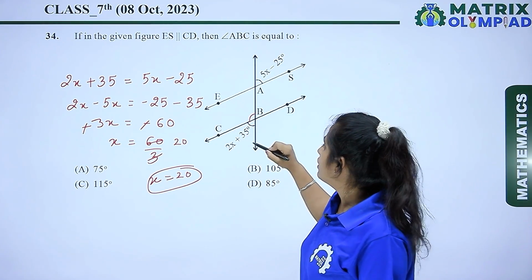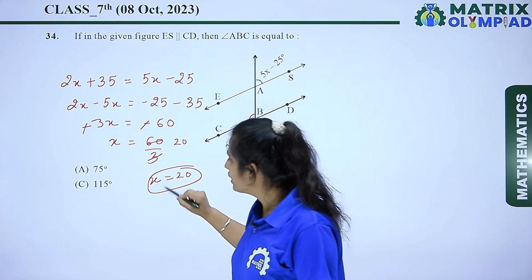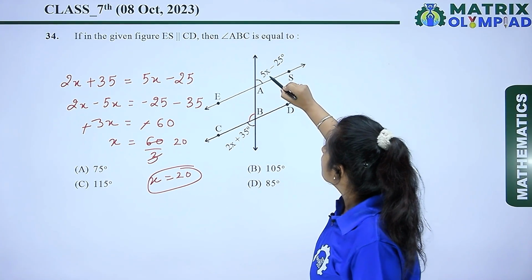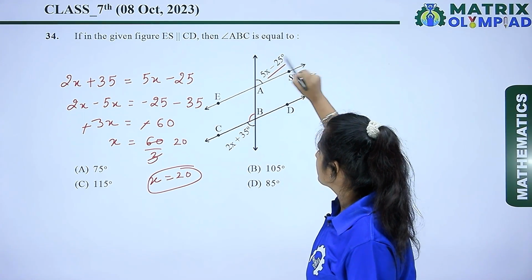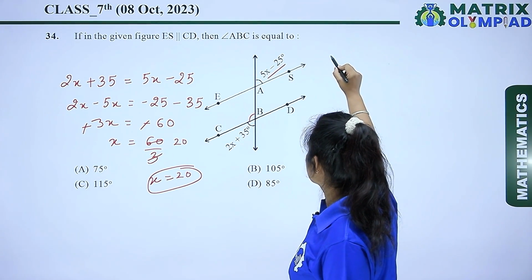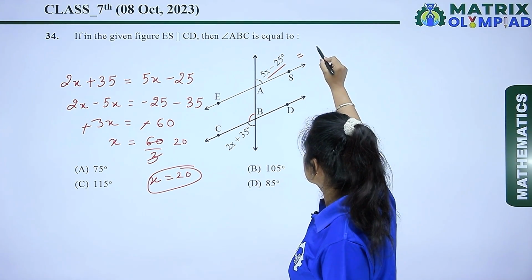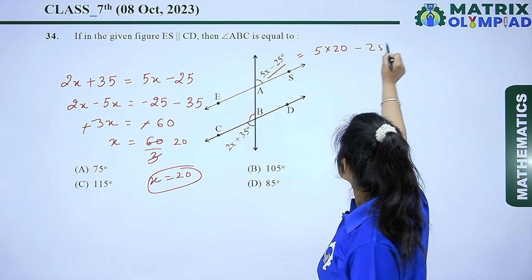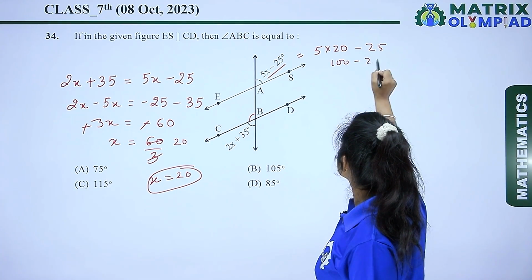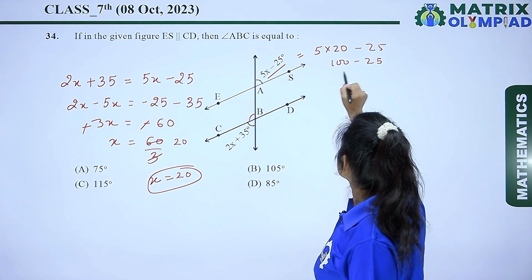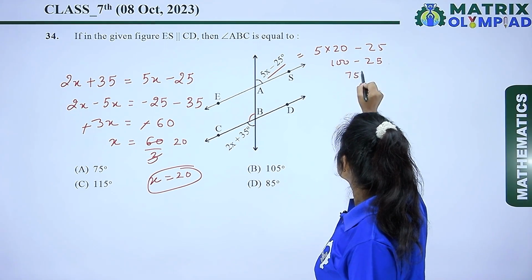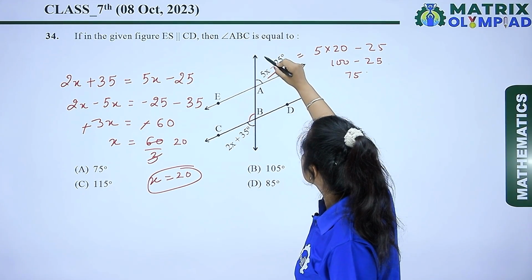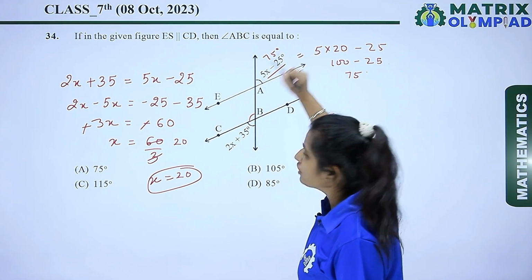Let's begin with the next part. Now here we get the value of x. What will we do now? We will put the value of x in this part. So here we get 5 multiplied by 20 minus 25. So 100 minus 25 is 75 degrees. So this angle is 75 degrees.